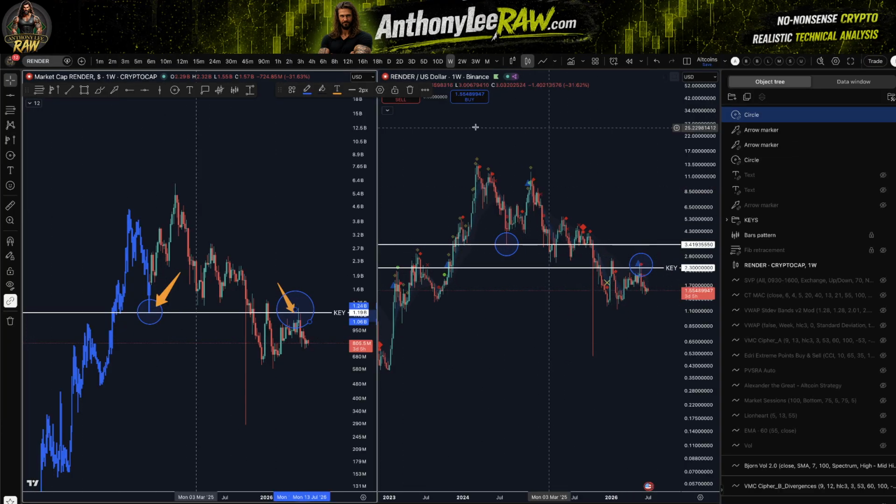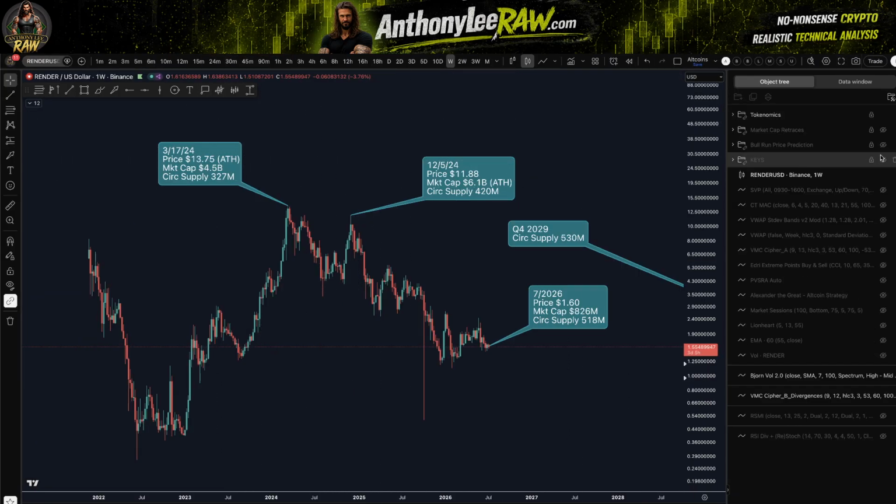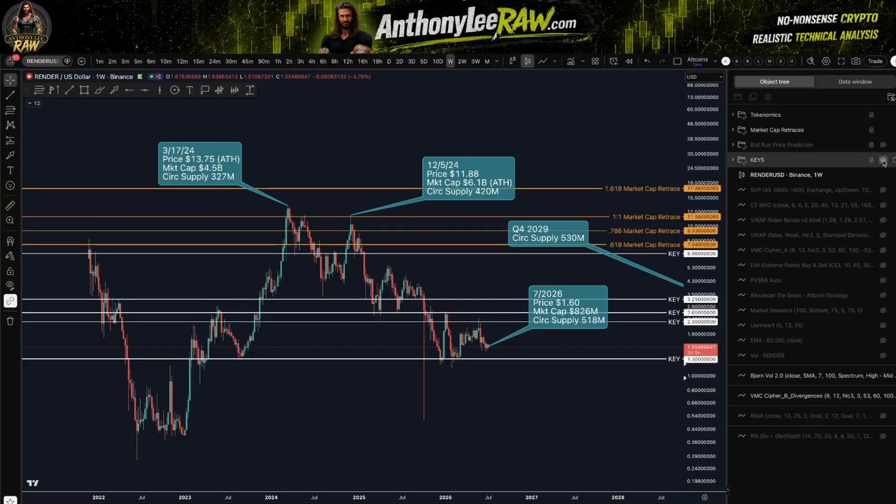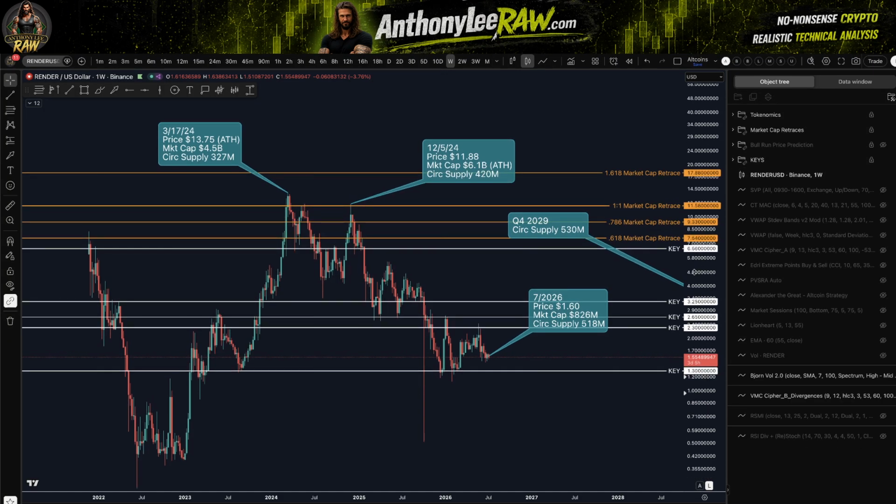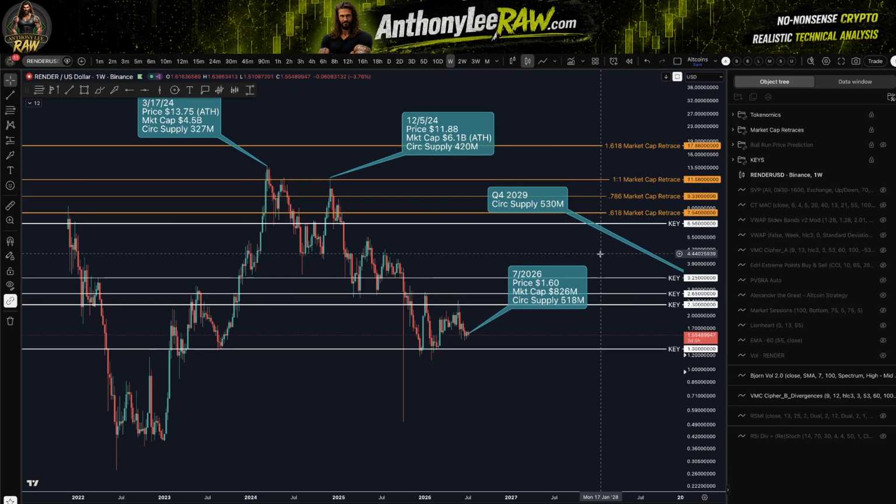So what I've done is I've taken all of these market cap levels, all of the retrace levels, all the key levels, and I've added them to the chart. If you want to take a picture here, based upon the new circulating supply that we'll have next cycle of 530 million coins, these will be your key levels, okay? And I'm going to show you how you can trade this and make an absolute fortune, guys, okay?